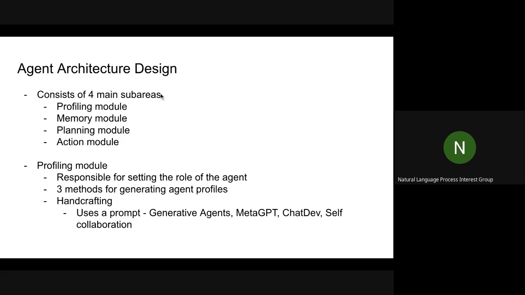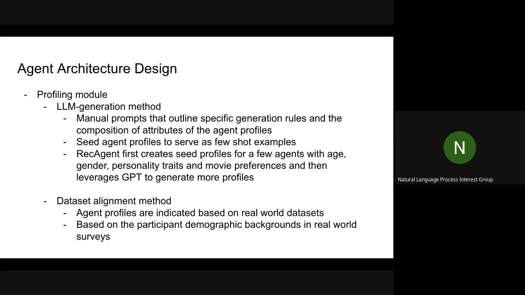So profiling is essentially responsible for setting the role of the agent, like this is a doctor agent or a developer, setting its role or personality and so forth. The memory module is obviously memory, how it can remember everything it's done, how it remembers the world, actions, all of that. Planning is how it plans based off of its profile and its memory, and then actions, how it actually executes things in its world. Yeah, and now we'll go into each of them in more detail.